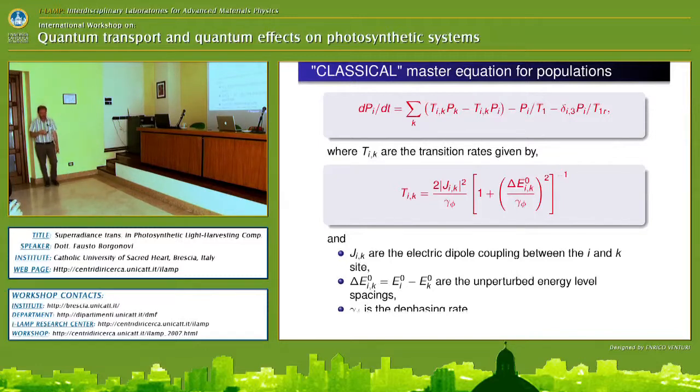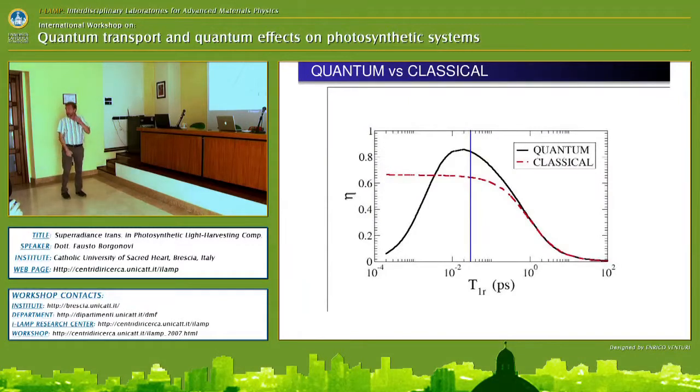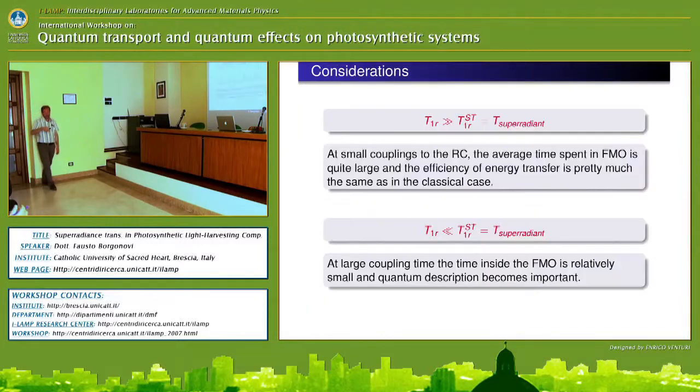This is the classical master equation, very simple. And this is the result of classical and quantum simulation at 300 Kelvin. As you can see, for small coupling to the reaction center, classical and quantum simulation are pretty much the same. But at some point, they deviate strongly. Not only do they deviate, but the behavior of the classical should be monotone from the formula above, while in the quantum case we have a bump. I mean, efficiency decreases when the coupling with the reaction center becomes large.